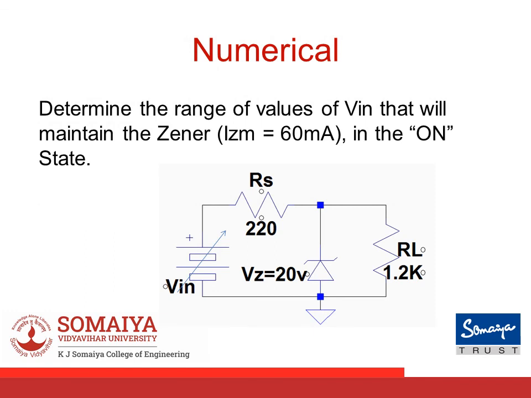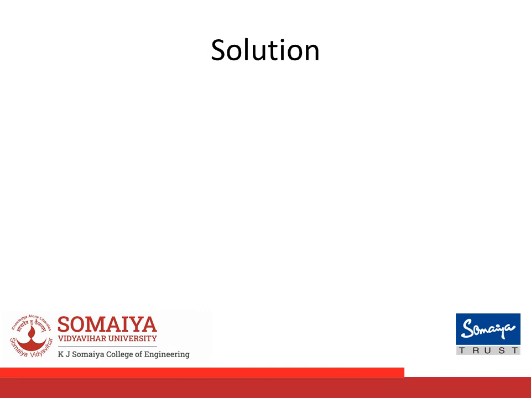Let's look into a numerical based on the above concept. Here we are supposed to find out the range of input voltage for which the Zener will remain in the on state. Let's look into the solution. Vin min can be found out to be equal to load resistance plus series resistance into Zener drop upon RL, which comes out to be 23.67 volts.